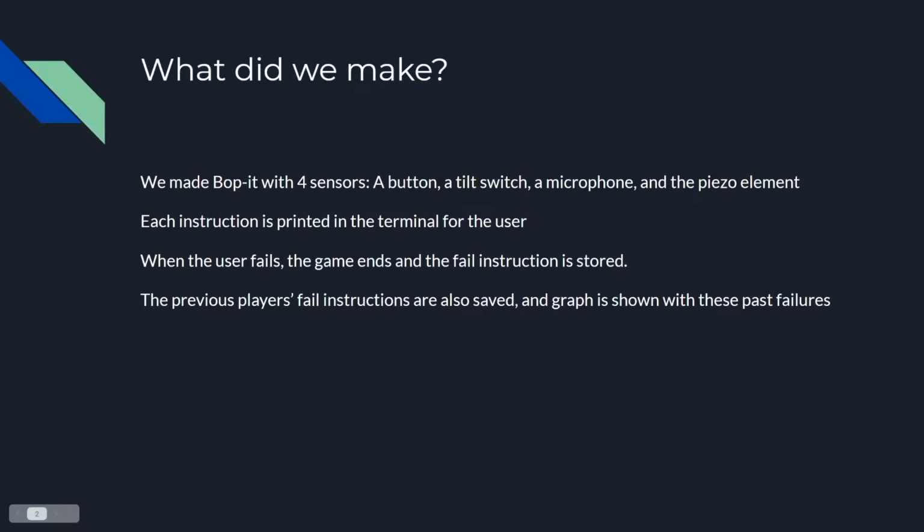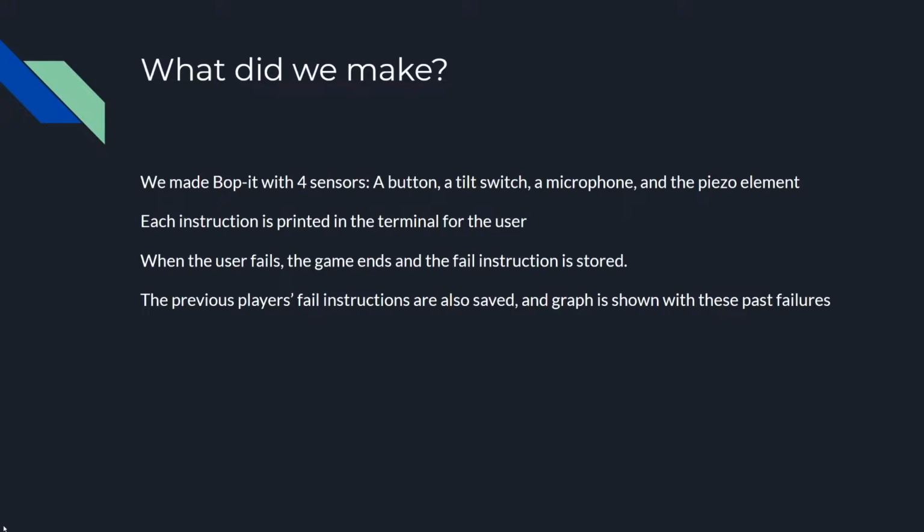Using four hardware units, a button, a tilt switch, a piezo element, and a microphone to act as input devices, the game prints the instructions to the terminal, which the player is then expected to complete to keep playing. The score increments with every successful round, which is stored in an external file. This is saved between games and allows the player to know if they are improving over time.